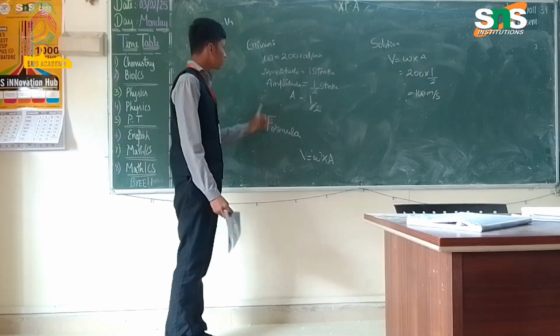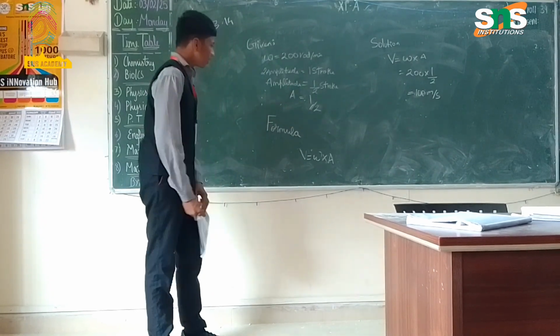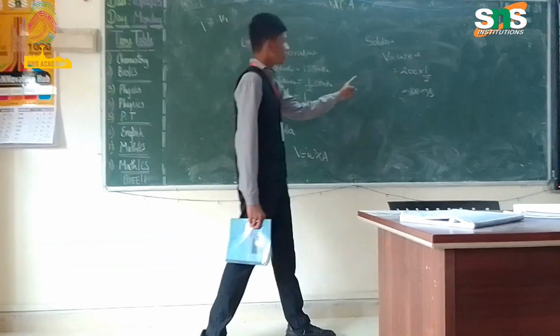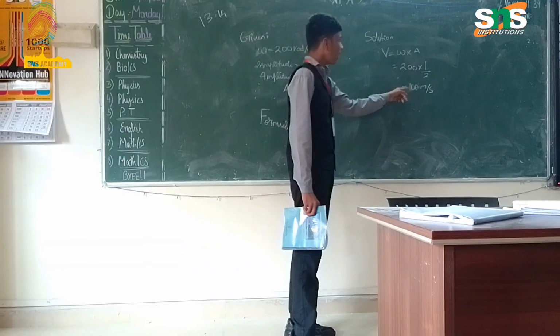Amplitude is 1 stroke, so 1 amplitude will be half stroke. The formula we are using is V is equal to omega into amplitude. In the solution we can substitute 200 into half meter.